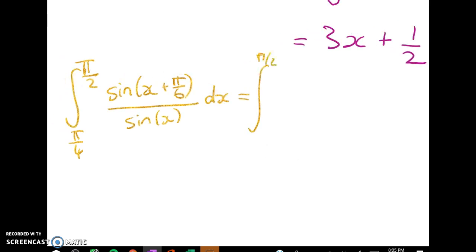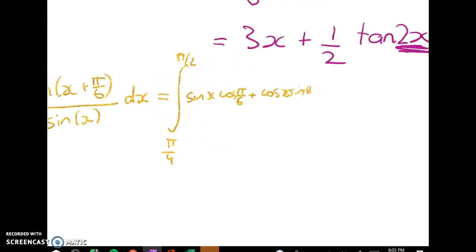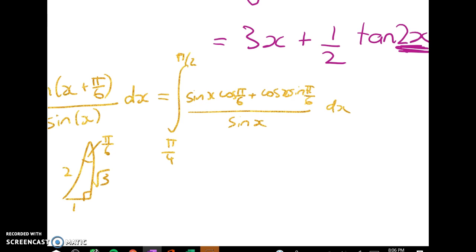So this is pi on 2 and pi on 4, and in the numerator here I'm going to have sine x cos of pi on 6 plus the other way around, cos x sine pi on 6, divided by sine x dx. Now quickly chucking in our special triangle, what does this simplify to? Well, I've got pi on 2 and pi on 4 here.